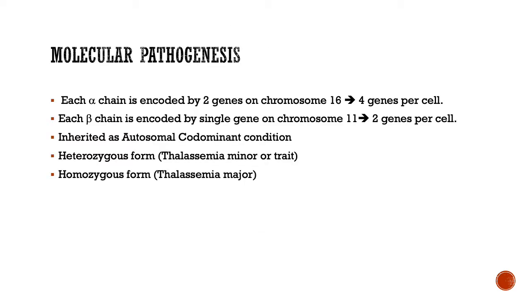Coming to molecular pathogenesis, each alpha chain is encoded by two genes present on chromosome 16. So there are 4 genes per cell coding for the alpha globin chain. Each beta chain is encoded by a single gene on chromosome 11. That's why there are 2 genes per cell encoding the beta globin chain on chromosome 11. It is inherited as an autosomal codominant condition. The heterozygous form is called thalassemia minor or trait, and the homozygous form is thalassemia major.